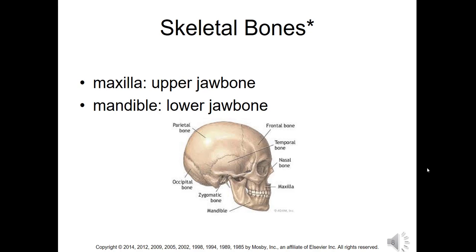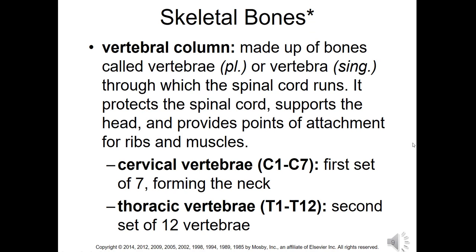All right, so we do have lots of skeletal bone as well as bones of the extremities or the joints. So skeletal bones involve the maxilla and the mandible, which are the upper and lower jaw bones. Maxilla right here, mandible right here. Together they form the mouth, and the maxilla forms the bony hard plate of the mouth. Your vertebral column is made up of all the bones that are called vertebrae, plural, AE. Vertebra is singular. And this is the column where the spinal cord runs through. So it protects the spinal cord, it supports the head, and it provides points of attachment for the ribs and the muscles. The vertebral column is broken down into three separate parts.